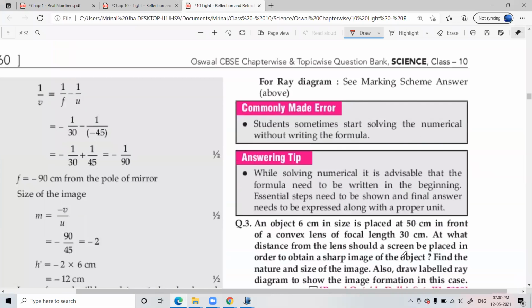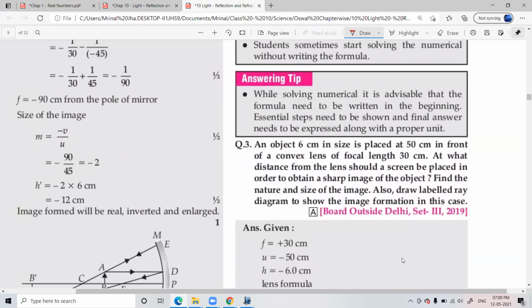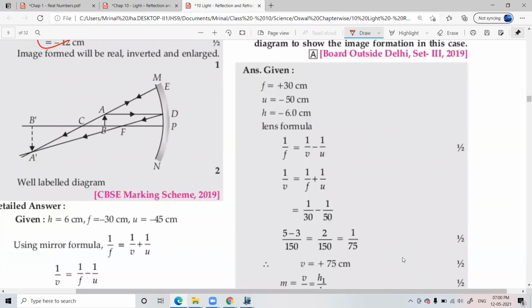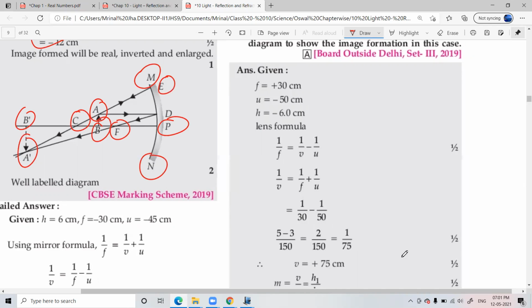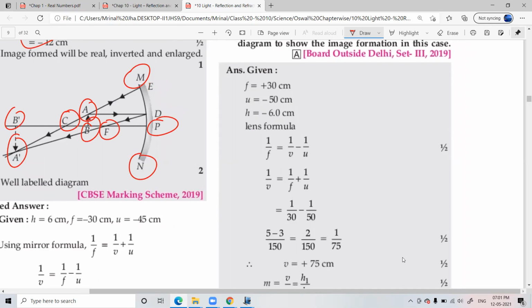Let's see. So don't forget to mention the pole, focus, center of curvature, A and B for your object, A dash, B dash for the image, MN for the aperture, and this E and D, they are just the points where the light, E is the point of incidence for this one, and D is the point of incidence for this light. So you can label like that. This is the labeling which you have to do.